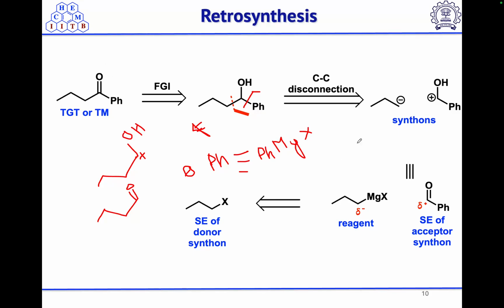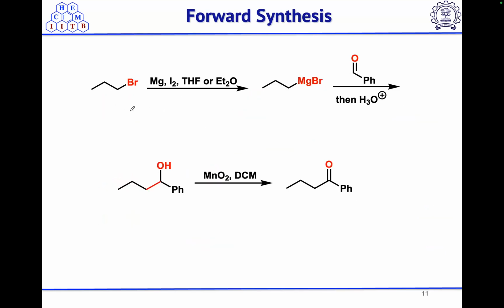To complete this molecule, we take propyl bromide, and if we do the magnesium insertion, we make this Grignard reagent. How can we make the Grignard reagent? You take magnesium turnings and a catalytic amount of iodine. I will tell you the role of iodine. Also you have to take a solvent. You can use THF, tetrahydrofuran, or diethyl ether. You can use either solvent.